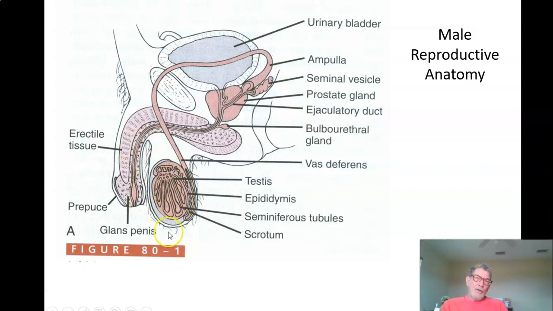It drops down through that little hole before it becomes too big to fit through there, drops down into the scrotum, and then spends the rest of its life there. The scrotum is designed to keep the testicle at the right temperature. So if you're too hot, you drop it down. If you're too cold, you pull it up close to the body for warmth.